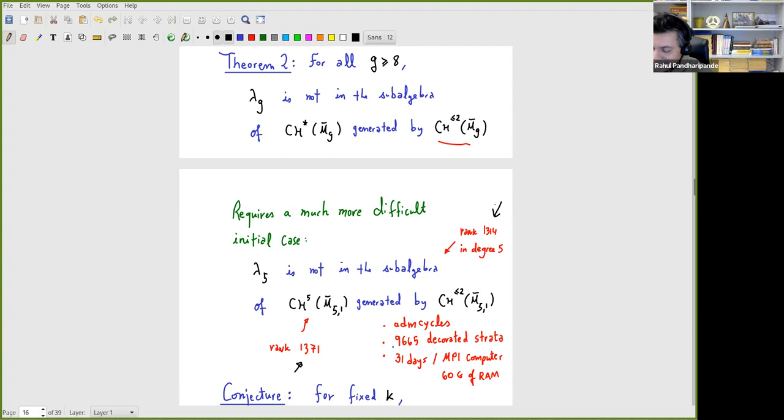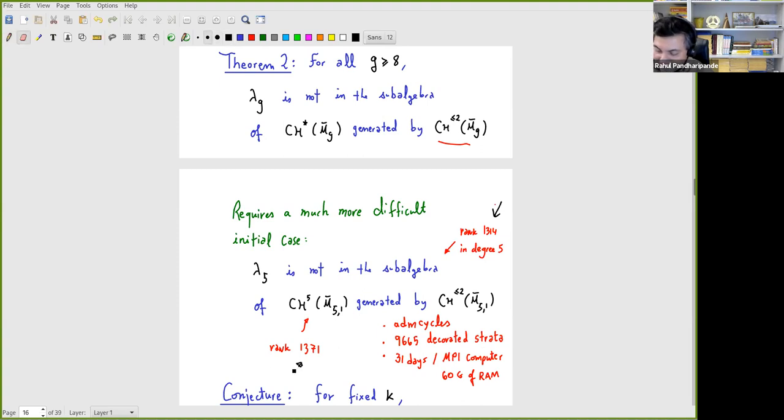This space where ADM Cycles works starts out with 9,665 decorated strata. And it has to work in this linear algebra. It's kind of complicated. I think it takes roughly half an hour to measure the independence, so to speak, of one stratum.